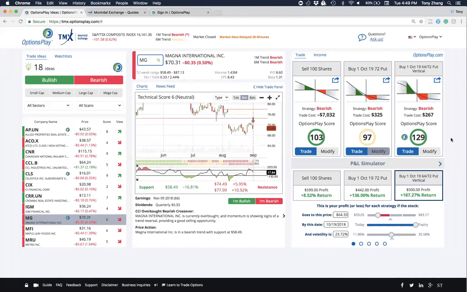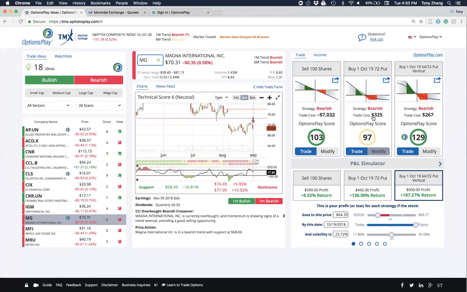So I really want to take a look at both, looking at it both ways and comparing a debit versus credit spread, so that you can see both scenarios and see exactly how each strategy performs. MG's trading at $70.